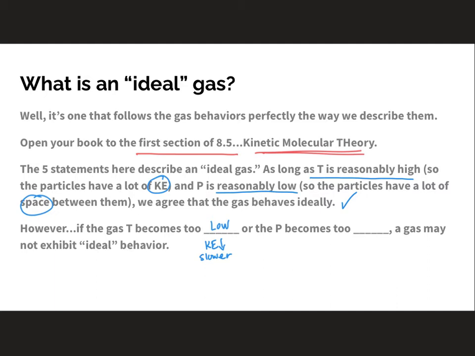Likewise, when the pressure becomes too high, the gases are not going to behave as ideally because they are much more crowded at high pressures, which means they are much more likely to interact. And these 2 problems contradict 2 of the 5 postulates about ideal gases.